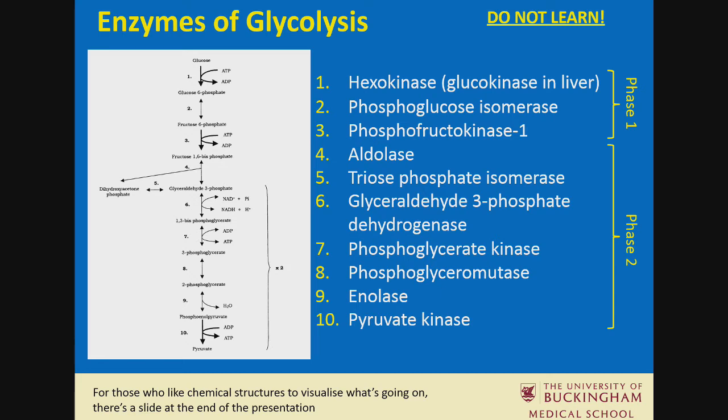Now, I said that we're going to divide it into 2 sections. We've got phase 1, which is where energy is put into the system. That involves the first 3 reactions in the pathway. And then phase 2, which is where we get the breaking apart of glucose into 2 3-carbon molecules, and the release of the reducing power and the production of the ATP happens in this phase 2 region.